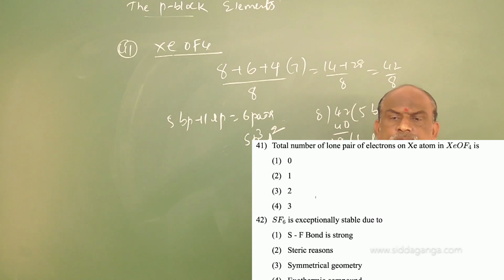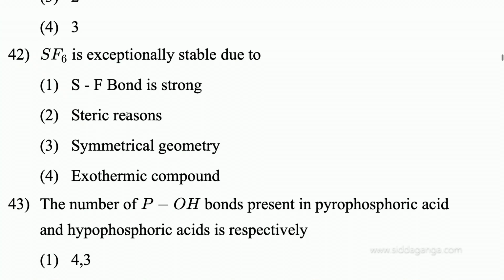And next, question number 42. SF6 is exceptionally stable. Very important. Why is SF6 exceptionally stable? This is a theory-oriented conceptual question. Due to steric reasons, SF6 is exceptionally stable. This point is also there in your NCERT text. You should read it; I think you have already finished this topic, so you will get an idea about this. So SF6 is more stable due to steric reasons. Steric reasons is the right answer for question number 42.